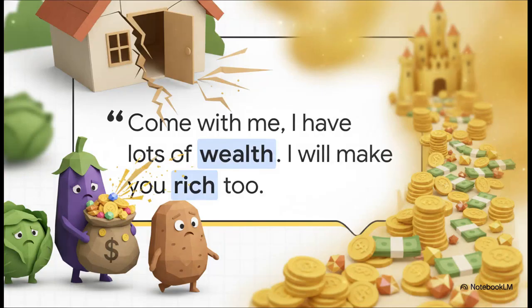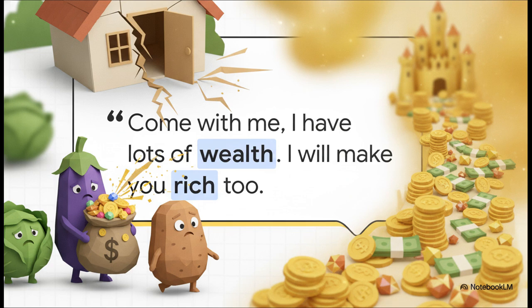Our carb-based protagonist is happy, right? But every great story needs an inciting incident. And that brings us to the moment the wealthy eggplant decides to pay our poor potato a visit. Now, the eggplant doesn't beat around the bush. He knows exactly what buttons to push. Notice the sheer, blunt force of the AI's dialogue here. The eggplant just flat out says, "Come with me, I have lots of wealth. I will make you rich too." No nuance, no complex contract, just the raw, alluring temptation of instant wealth.